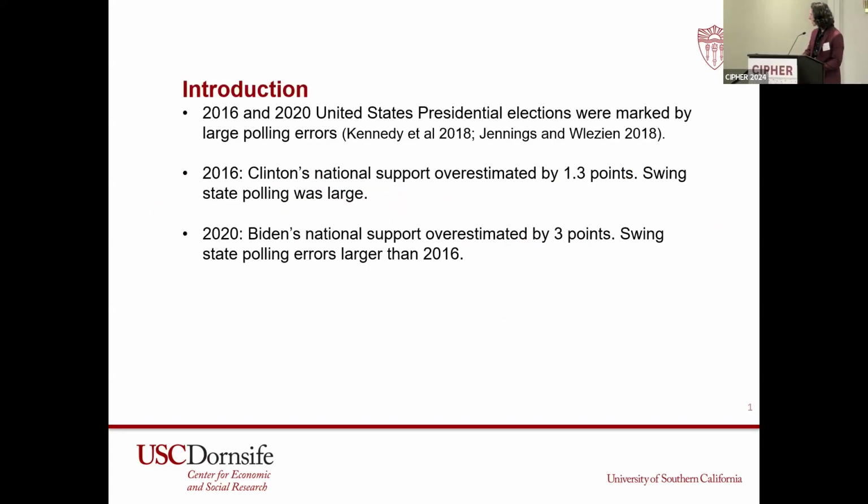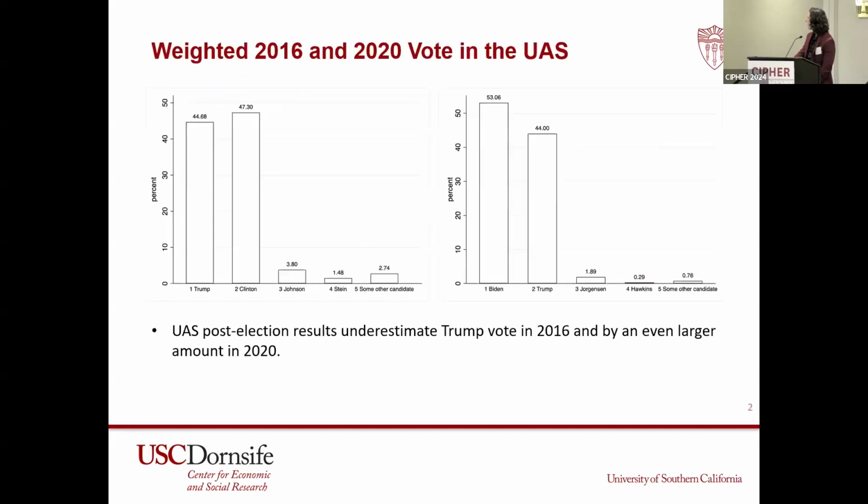It will hopefully not be a surprise to anyone that in 2016 and 2020, US presidential elections were marked by large polling errors. In 2016, Clinton's national support was overestimated by about 1.3 points, actually pretty close. But the polling error in swing states was large. In 2020, Biden's national support was overestimated by about 3 points, and the swing state polling errors were even larger than they were in 2016.